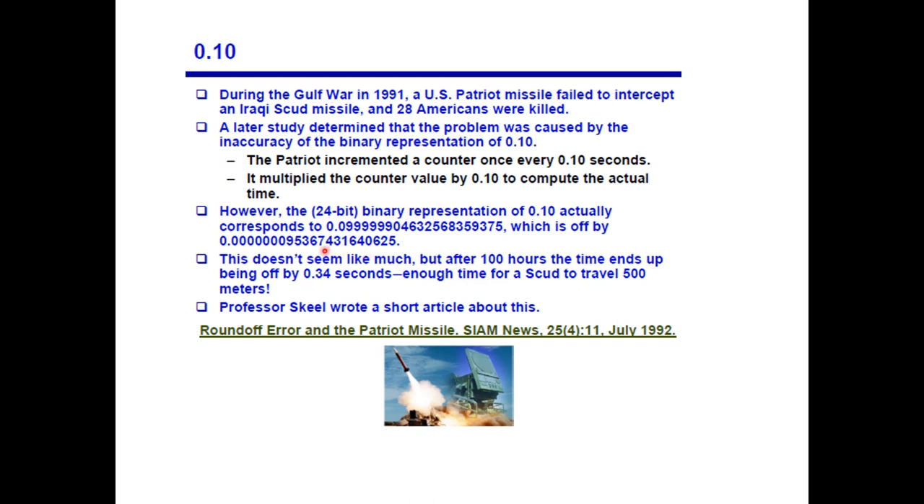So it does not look like a larger error, but when the missile was shot from the US, it had to go to Iraq. So it took about 100 hours to do that. The time ends up being off by 0.34 seconds. This missile was following the Scud missile for 100 hours, and now the time was off by 0.34 seconds. So it could not make an accurate target on the Scud missile, and that was enough time for a Scud to travel about 500 meters away. And the 28 Americans were killed by that, because the US Patriot missiles could not intercept that Scud missile because of the wrong representation of 0.1.